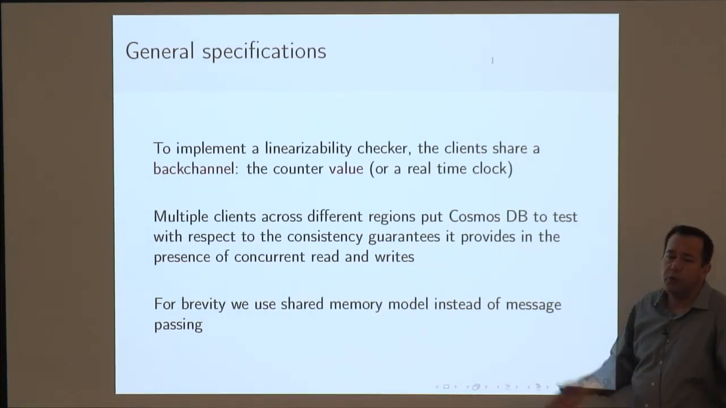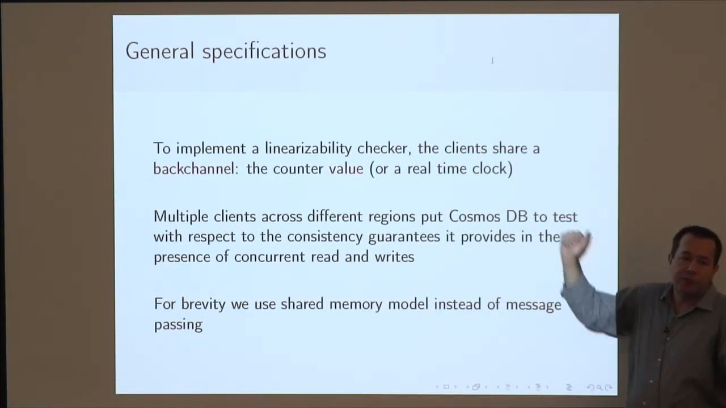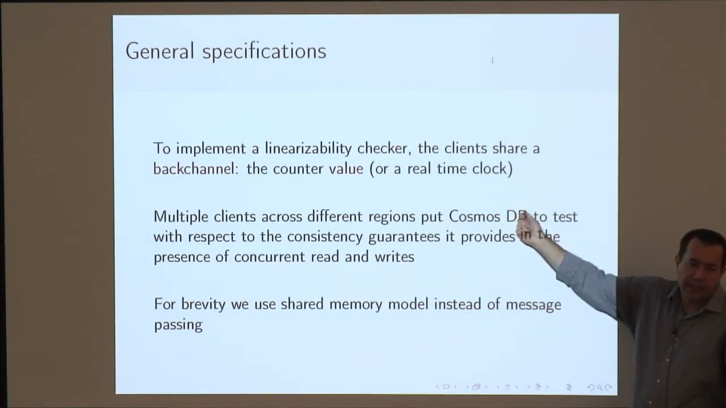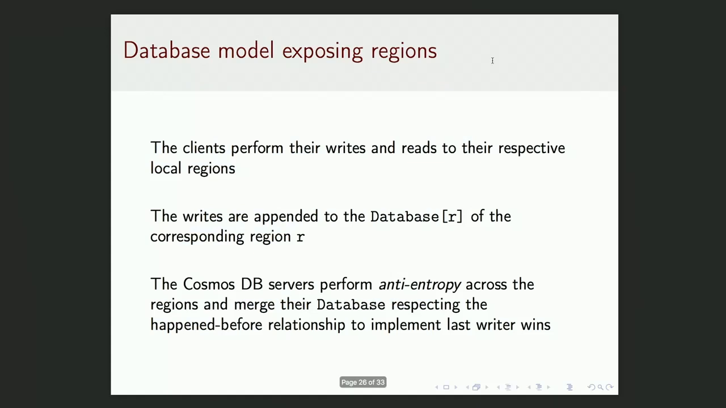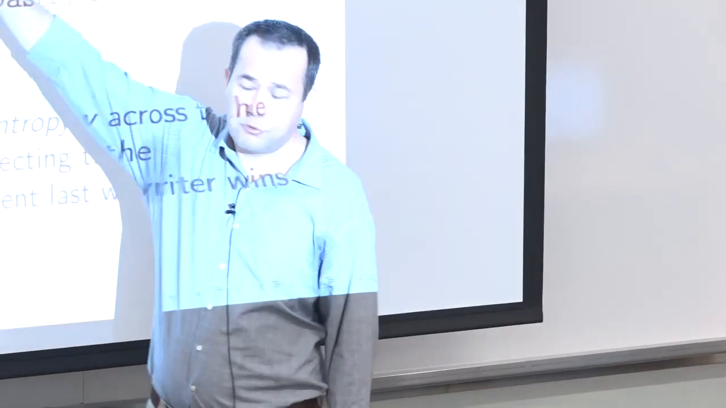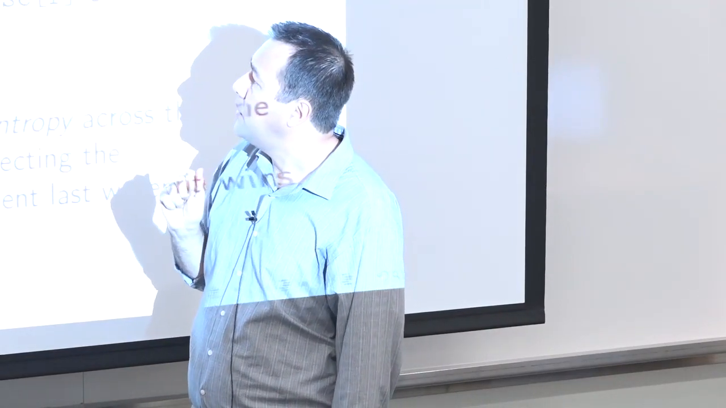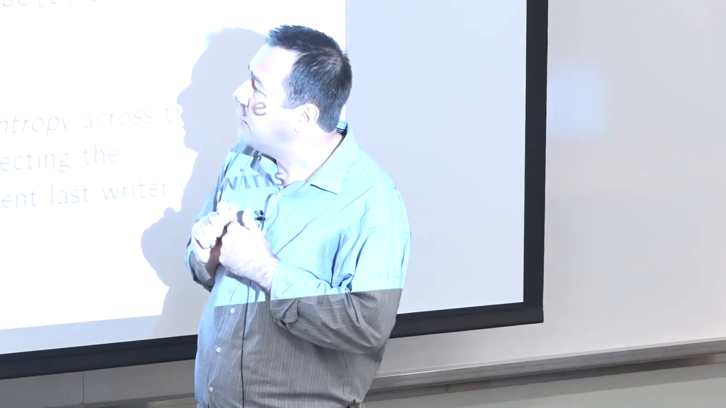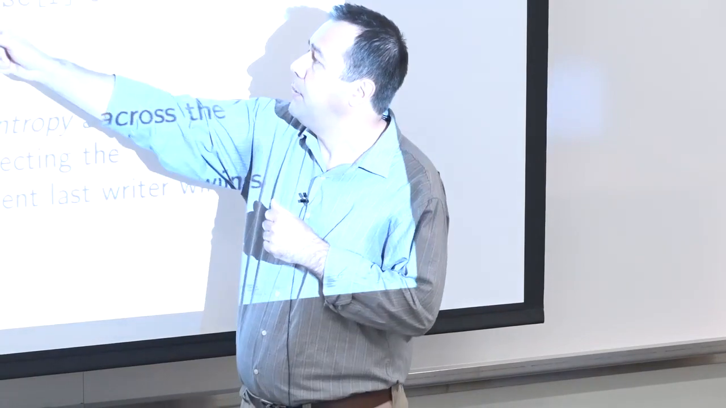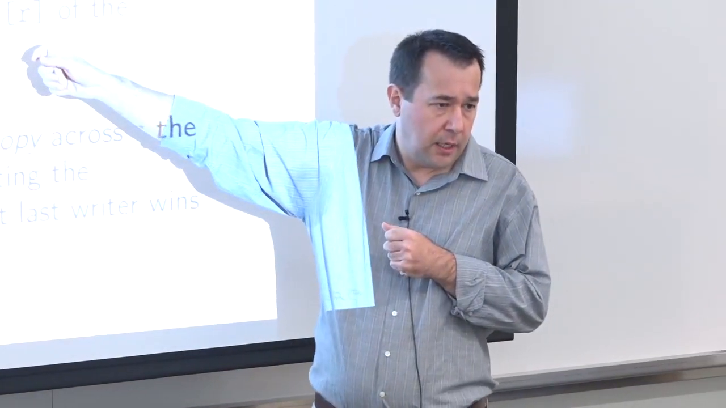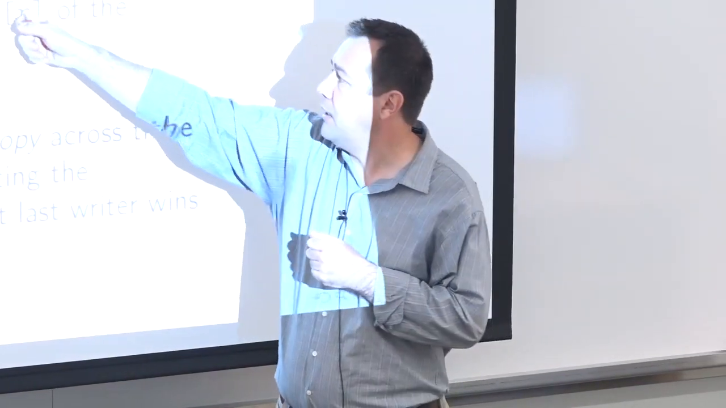In this model, for brevity, we use shared memory instead of message passing. We will directly add this thing to the database and read from the database. But we are now going to model the database with multiple regions. Each client is going to write and read in its corresponding region. The writes will be appended, so if I'm a client at region R, my write will be appended to the database at region R, database R.